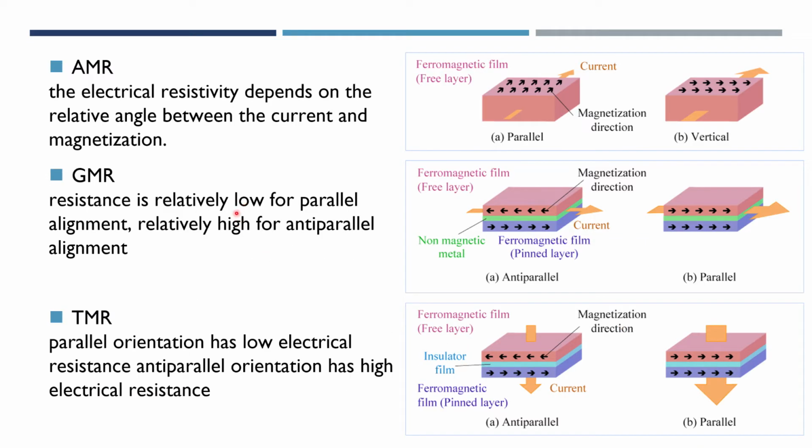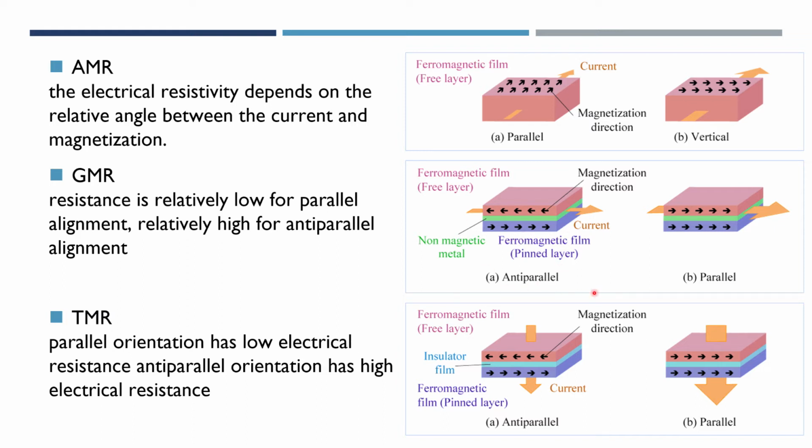And for the AMR, we have a maximum electrical resistance when the current direction is parallel with the magnetization direction, as shown in the figure, and the resistance is minimum when the current and the magnetization are perpendicular to each other. And for the GMR and the TMR, we'll have a minimum resistance when the magnetization directions of the free layer and pin layer are parallel, like the figure shown here, and a maximum resistance when they are anti-parallel.